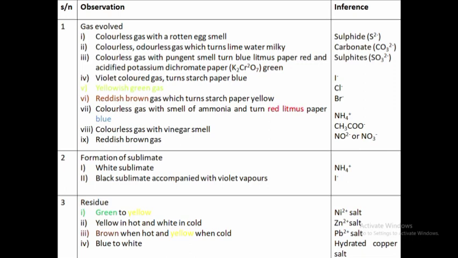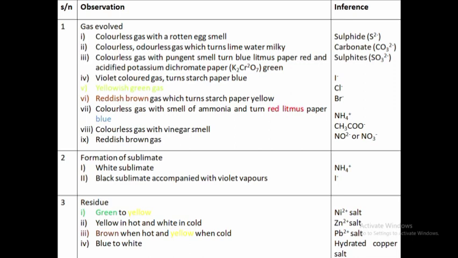Now, when you observe a colorless gas with a smell of rotten egg, you know that sulfides are present. In this, what happens is hydrated sulfides decompose on heating. When you observe a colorless and odorless gas which turns lime water milky, you know that carbonates are present. A colorless gas with a pungent smell which turns blue litmus paper red, you know that sulfites are present.